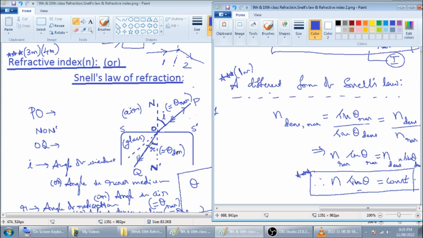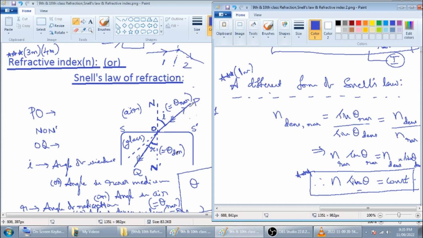So n1 sin theta 1 equals n2 sin theta 2. If the light ray is going from n2 to n1, second medium to the first medium, n2 sin theta 2 should be equal to n1 sin theta 1. That's possible only if this angle is again theta 1. That means the light ray should go exactly along the same path in the opposite direction. This is called reversibility of light.